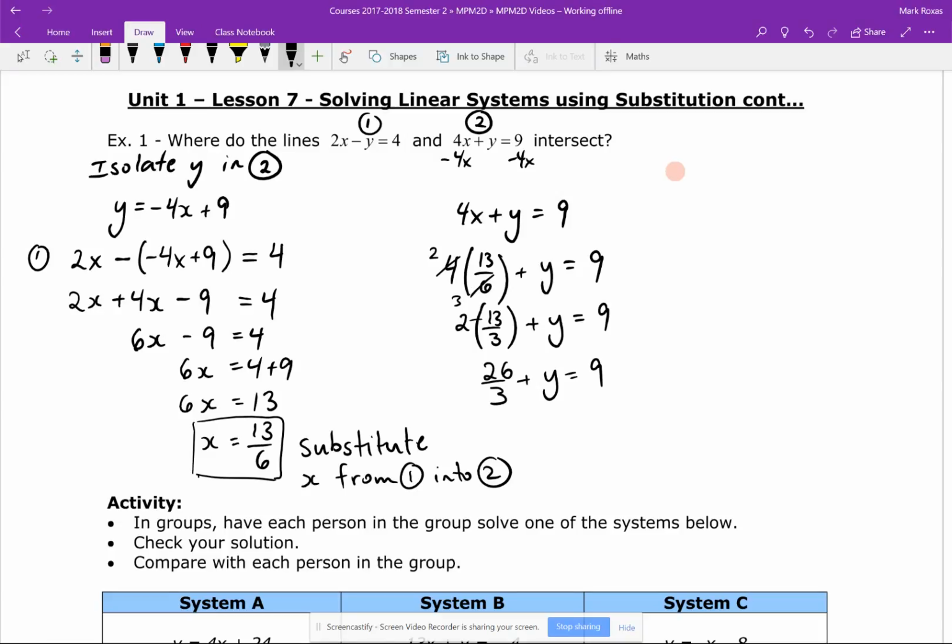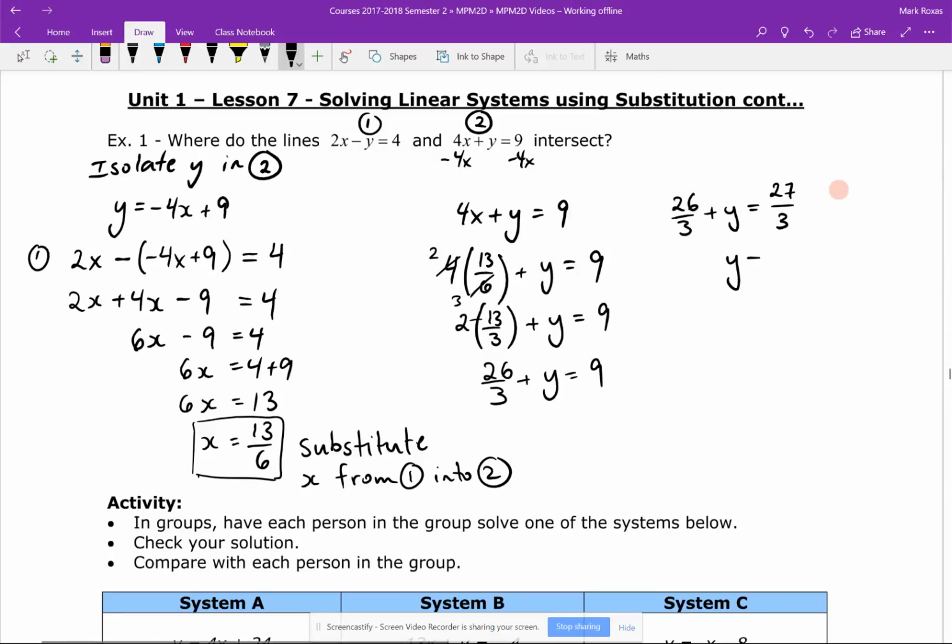Now how do I solve for y? Well, if you use a calculator, it becomes very trivial. But if you use fractions, you're going to have to do some conversions here. So I write it up here: 26 over 3 plus y. You need to convert the 9 into a fraction with the same denominator. So 3 will be on the bottom, which means I have to multiply the 9 by 3, which gives me 27. So 27 over 3 is the same thing as saying 9. But now I have a common denominator here.